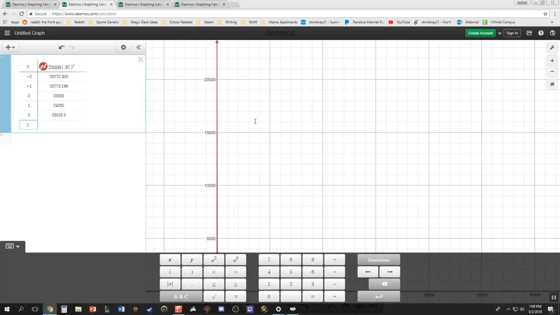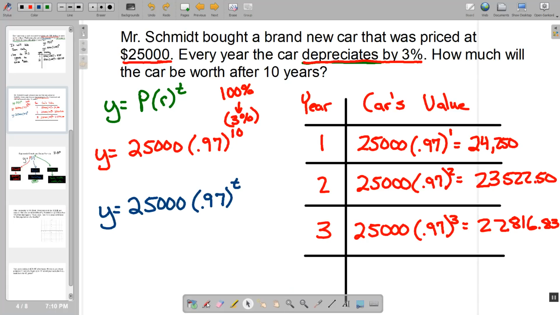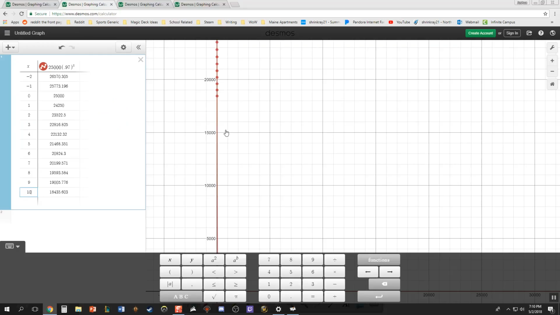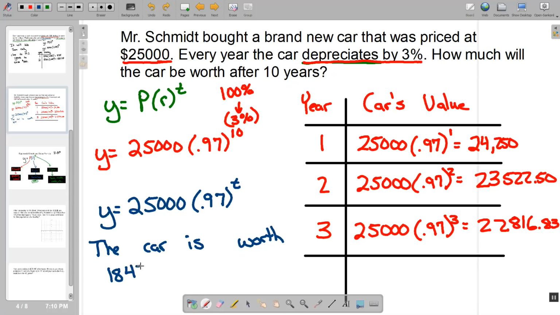If I went down here and put in a 3, it would keep going. 4, 5, 6, 7, 8, 9, and 10 would be $18,435.60. So you'd say the car is worth $18,435.60 after 10 years.